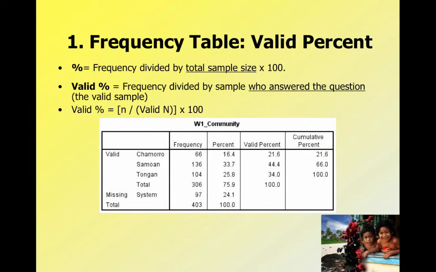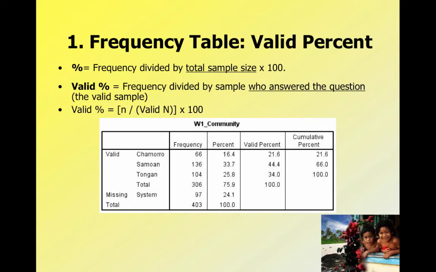Okay, so let's go ahead and work through calculating the valid percent. As we saw before, percent is simply the frequency for any given answer or response divided by the total sample size times 100. But the difference between percent and valid percent in the calculation is simply that we're dividing by the total number of people who actually answered that specific question. Again, remember, we may have people who we approach to answer 10 questions.